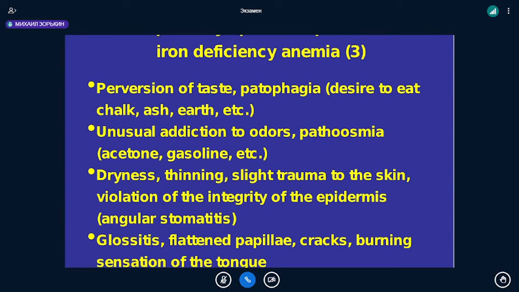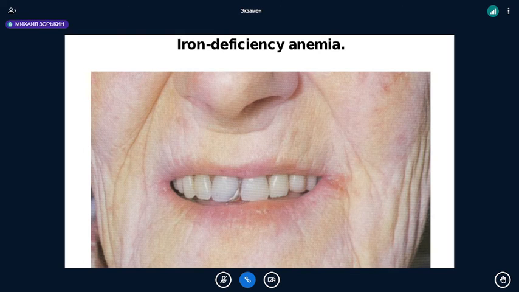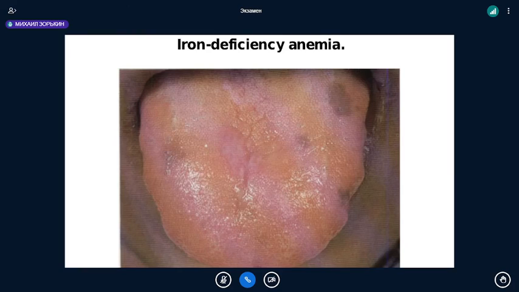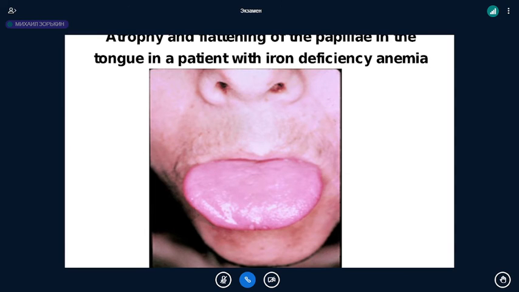Evaluation of the integrity of the epidermis, considering angular stomatitis, glossitis, flattened papillae, and burning sensation of the tongue, can also be associated with iron deficiency. Here it is, angular stomatitis, and the condition of the tongue: atrophy, the flattening of the papillae in the tongue with a long course of iron deficiency.